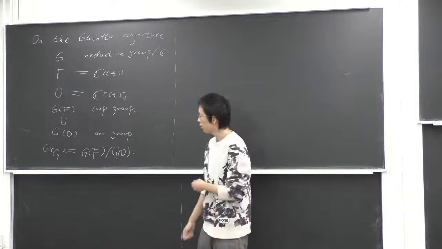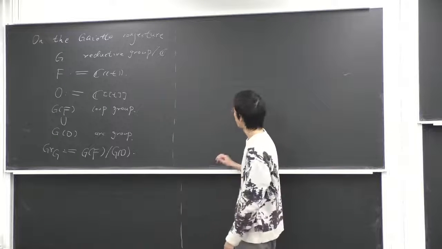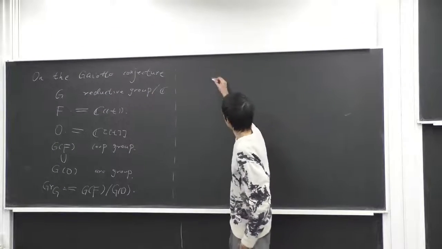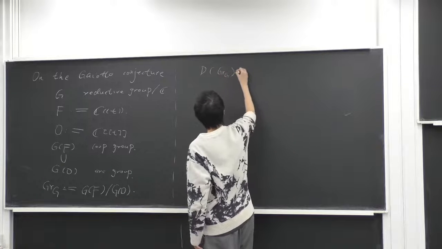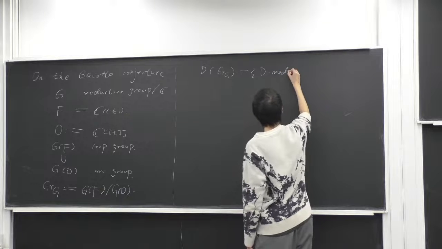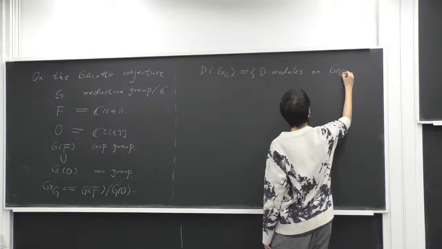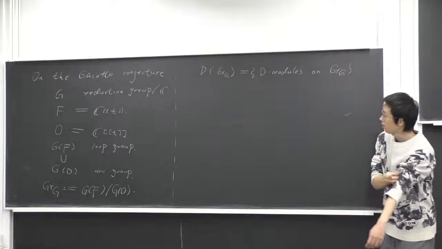The Grassmannian Gr has a formally smooth ind-scheme structure. So in particular, we can consider the D-modules on it. And we denote by D(Gr) the category of D-modules on the Grassmannian. Okay, so these are the notations.